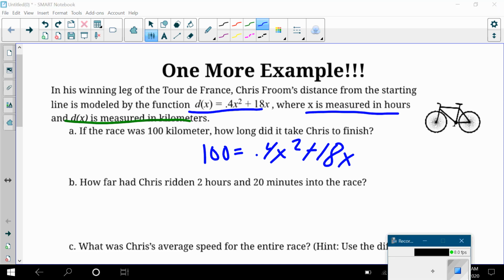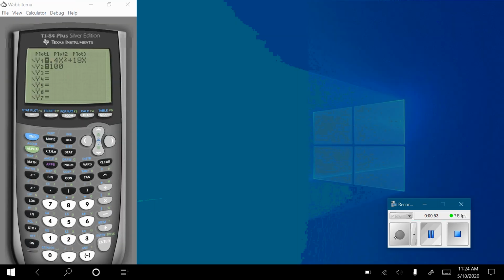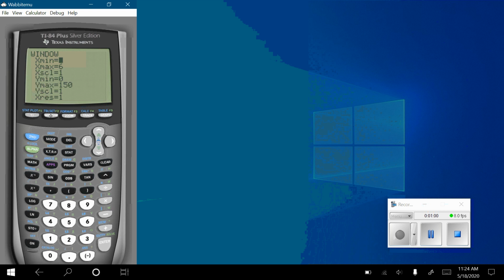So grab your calculator, go to y equals, put in 0.4x squared plus 18x as y1, y2 is 100, go to your window, and let's talk about this for a second. X is time in hours. You don't have negative time, so I'll start at 0. How long does it take you to ride 100 kilometers? I don't know, whatever, we'll make it 10. Y is distance. We're not doing negative distance, so we're going to start at 0. We're trying to see how long it takes them to ride 100 kilometers, so we're trying to figure out that intersection, but I'm going to make it 150 just so I can see a little bit above that horizontal line.